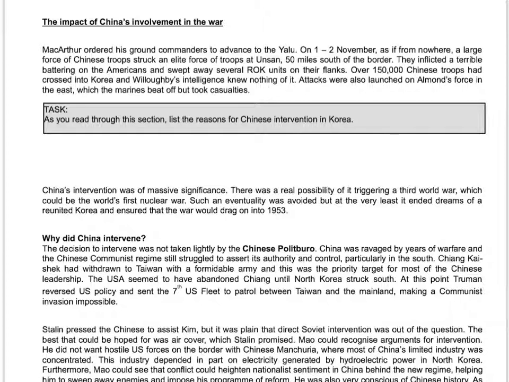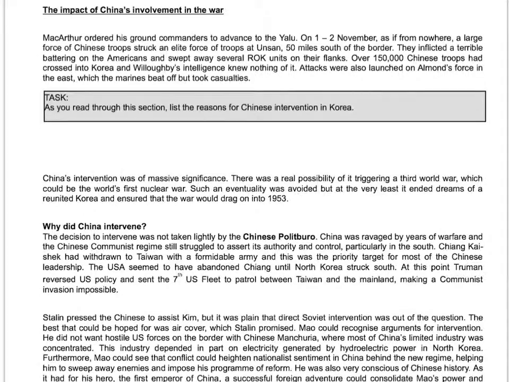As you read through this section, list the reasons for Chinese intervention.